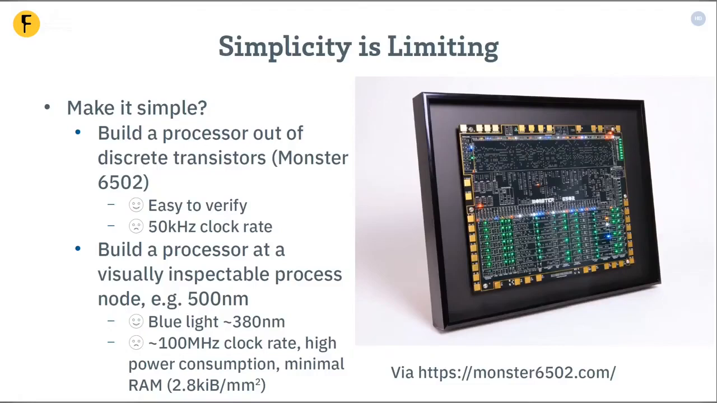And okay, so let's not go so extreme that we're building it out of little discrete transistors. Let's build a processor out of a node that you can inspect with a microscope without having to get an electron microscope. A regular light microscope can do it. Well, the problem is photons are big. They're like 380 nanometers for blue light. So maybe 500 nanometers, half a micron, is what you're looking at for that type of process. That turns out to be about a 100 megahertz clock rate, with a lot of power consumption. We're rolling the clock way back to the 80s or 90s in terms of process technology. And you can maybe fit a couple kilobytes per square millimeter in that piece of silicon. It's not going to be able to do a lot, right?